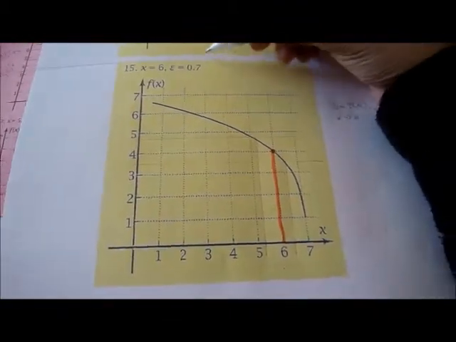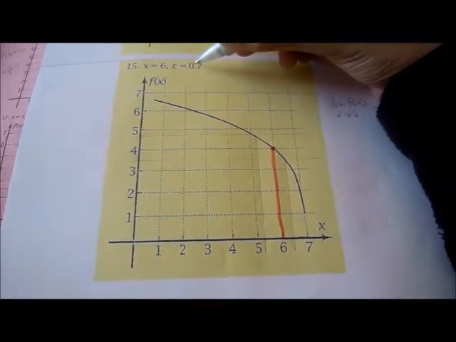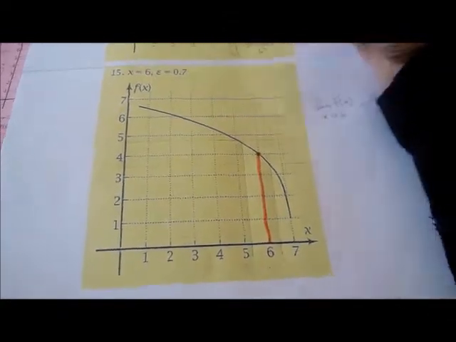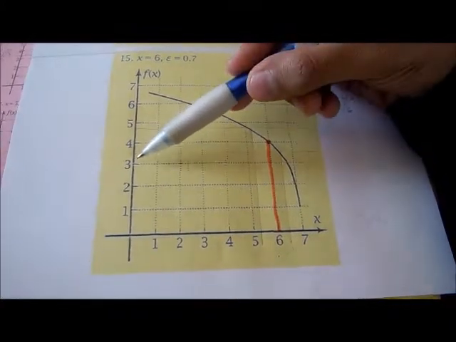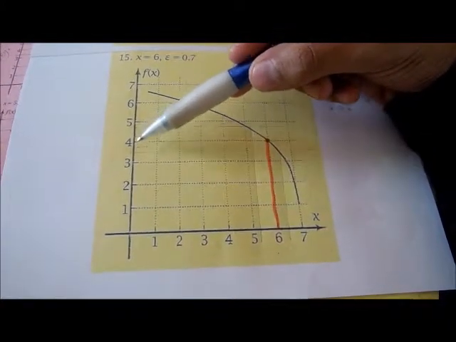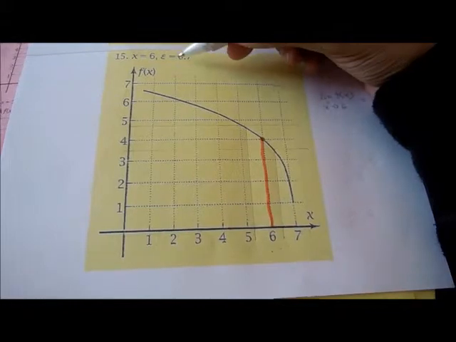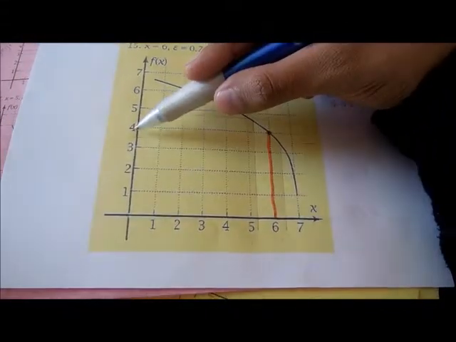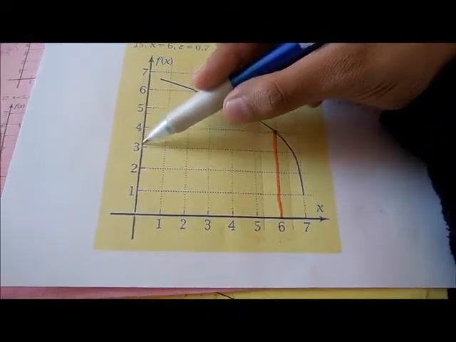We're going to use epsilon. Epsilon is always symmetrical. What epsilon is, it gives you the range that you can be within for y. So since epsilon here is 0.7, we'd go 0.7 above 4 and 0.7 below 4.